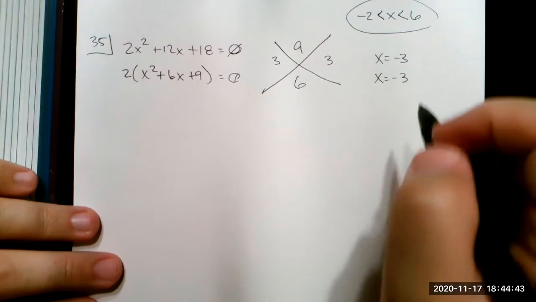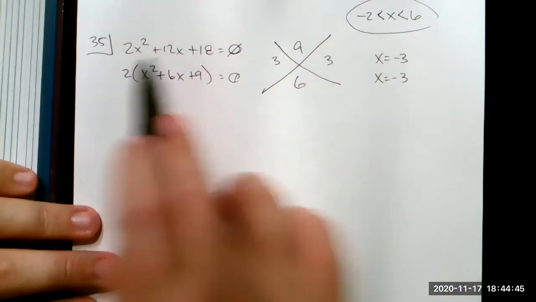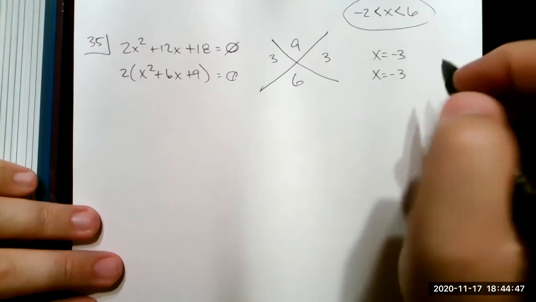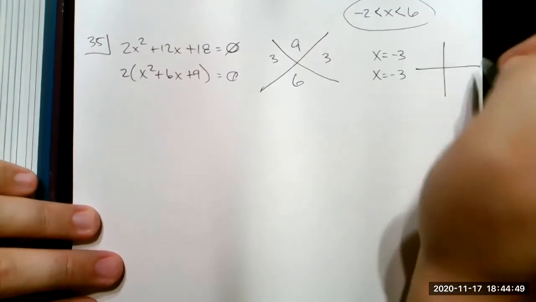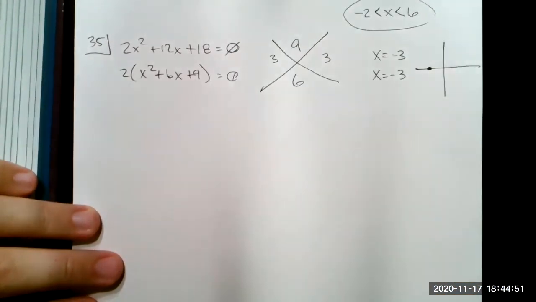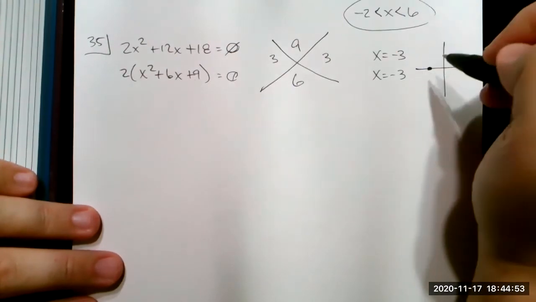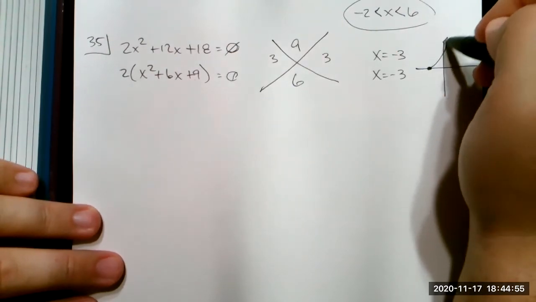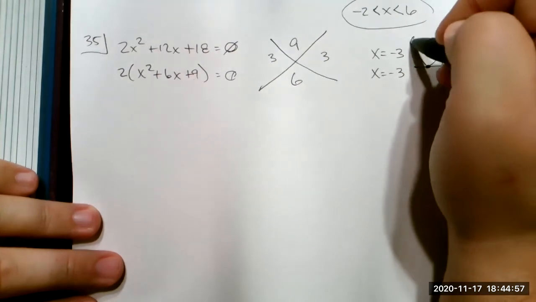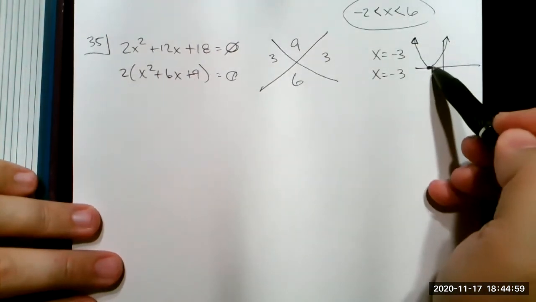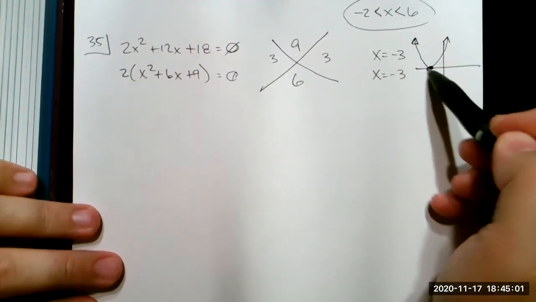So when I graph this function, it's a positive function, and technically there's only one x-intercept. There's only an x-intercept at -3. So what that's telling me is that there's a vertex at that point. Okay, the vertex, the bottom part of that parabola is right at -3.